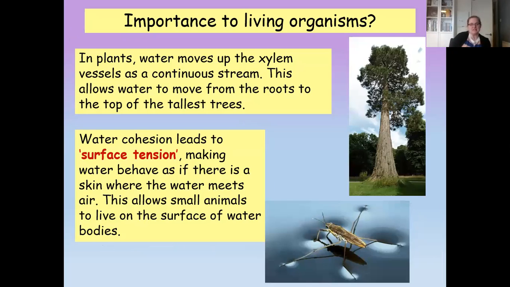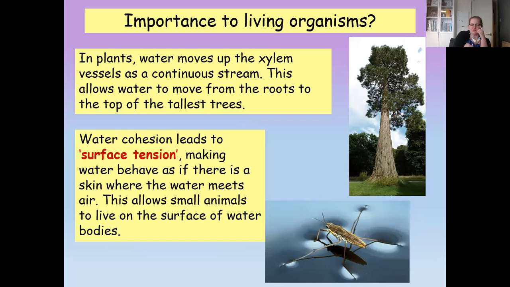So water cohesion leads to surface tension, and it makes water behave as if there's a skin where the water meets the air. That's what I was saying about that droplet. It doesn't actually spread out due to the force of gravity. It stays together, and that's because of that cohesion, because of all those hydrogen bonds between the different water molecules. They're pulling each other together with such strong attractive forces that they don't spread out or flatten due to gravity, they stay as a droplet.